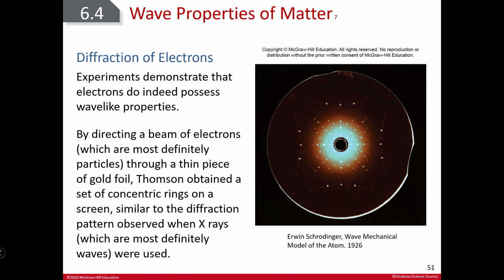But electrons, through a thin piece of gold foil, Thomson obtained a set of concentric rings, similar to the diffraction pattern observed when X-rays, which are most definitely waves, are used. So what this is saying is that he sees the atom, the nucleus, and then a series of concentric rings here. So if it's a ring and the electron has wave-like properties, then we can start looking at mathematical equations that describe wave mechanics. All right?